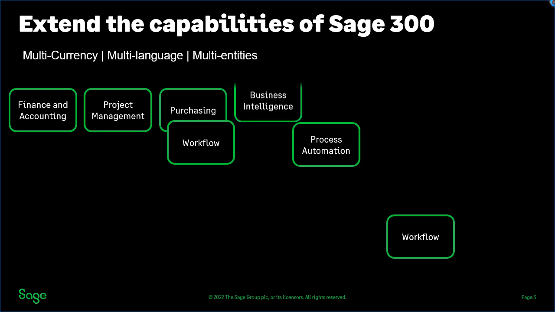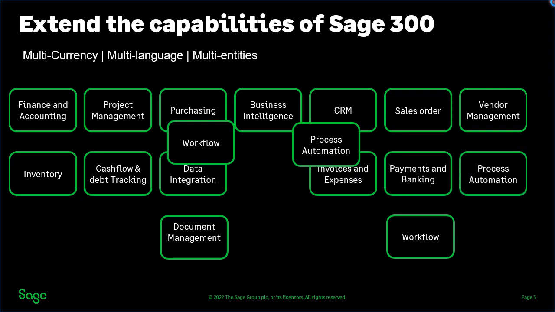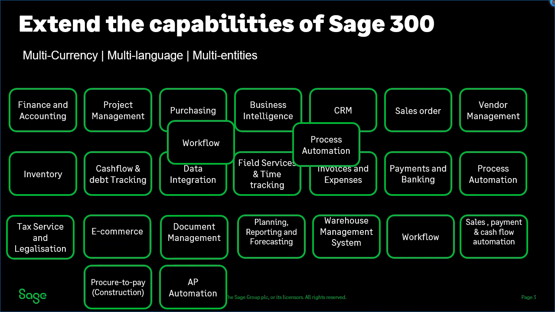As we know, Sage 300 supports multi-currency, multi-language, and multi-entities. It also offers a rich set of functions that may meet your current needs. But as your business grows, your needs will change. This means your ERP software will need to keep up with the changes. Luckily, Sage 300 is uniquely positioned to help your company grow and add the required modules or add-ons easily and confidently.